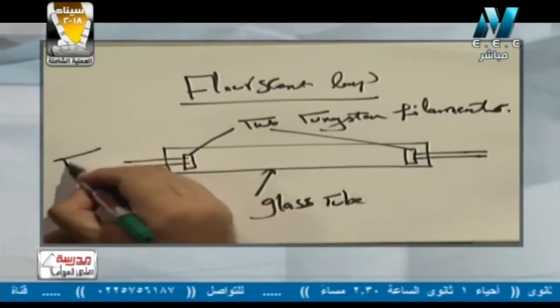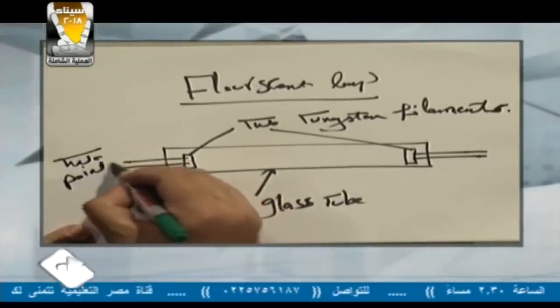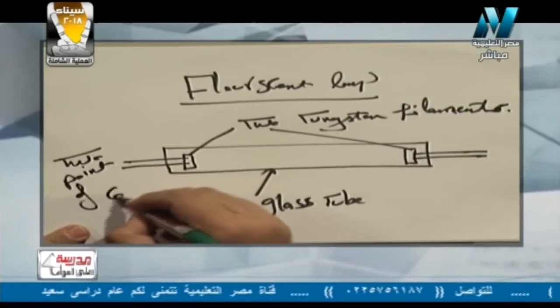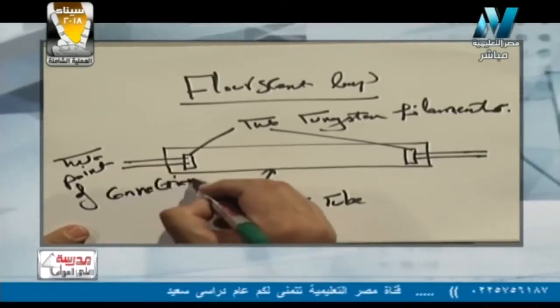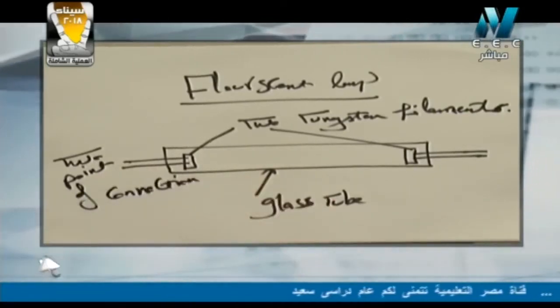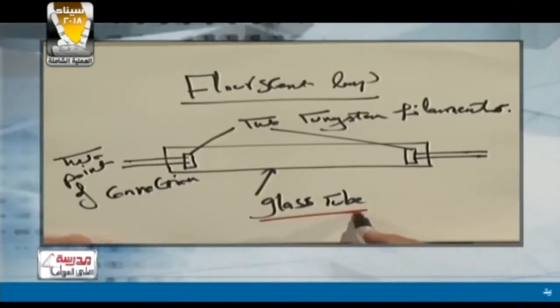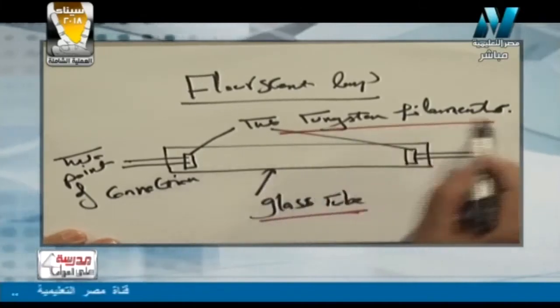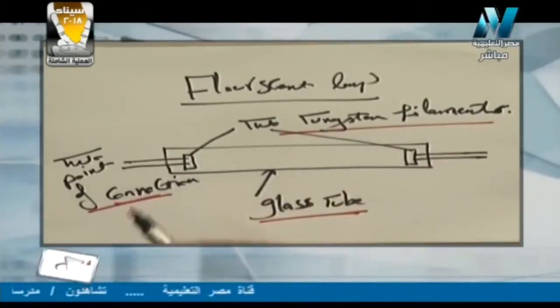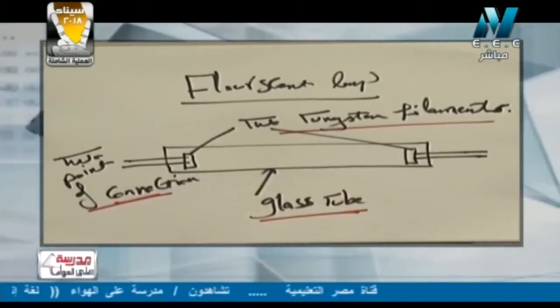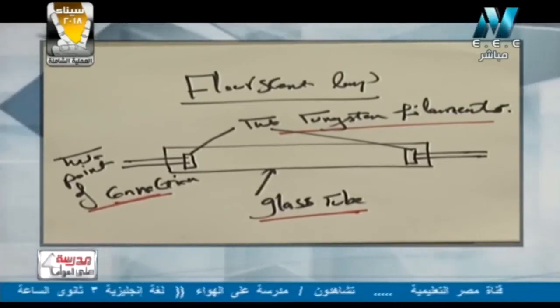Okay, here the two points of connection, the electrical connection points, are exactly like the two copper and lead wires in the light bulb. So the fluorescent lamp consists of three main parts: the glass tube, the two tungsten filaments, and also two points of connection. So what about the inside of the lamp? What exactly is inside the lamp?